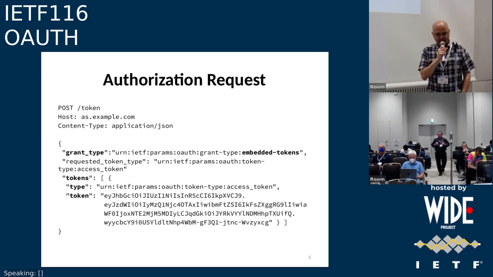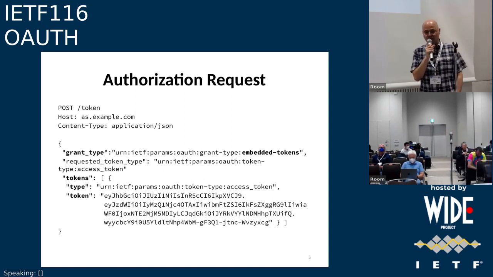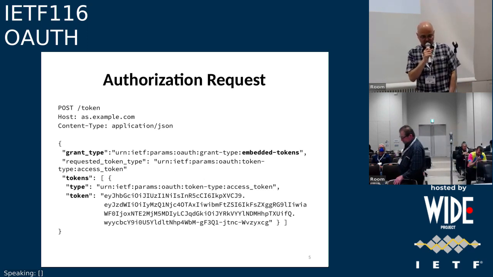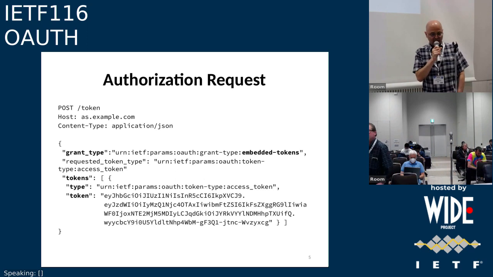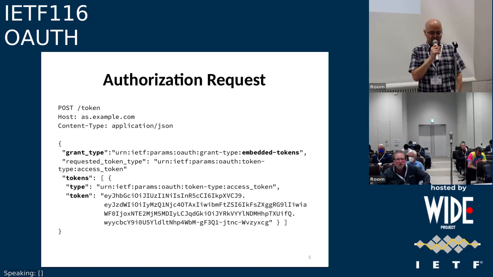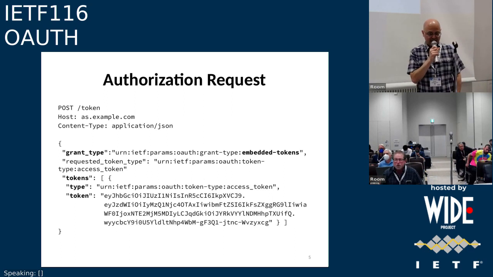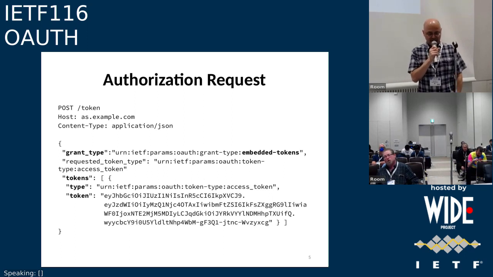So what we've done is define a mechanism to do that, building on the token exchange protocol and changing a few things there. In this case, this is the authorization request. We define a new grant type, which we call embedded tokens, and a new claim, tokens, which contains a list of tokens. Inside that list, we'll have a type which describes the token, and the token itself. So that's the request. Next slide, please.